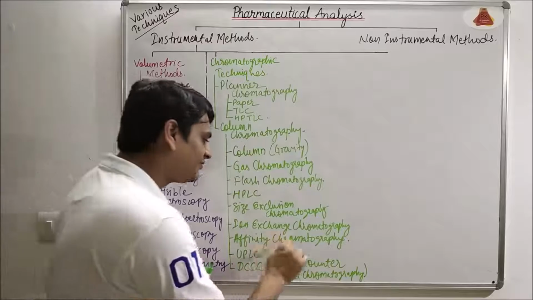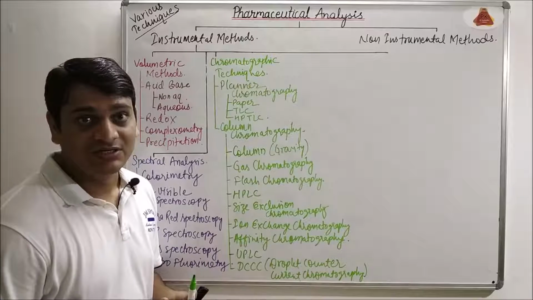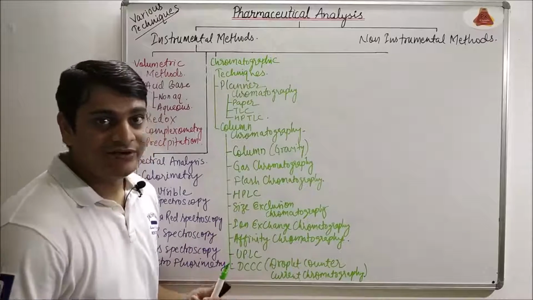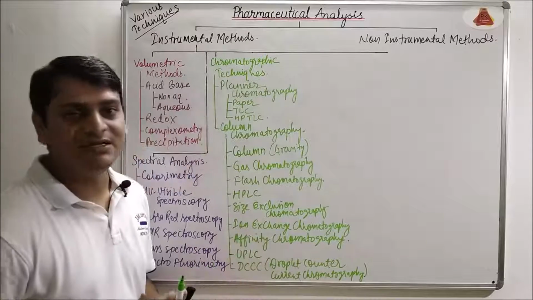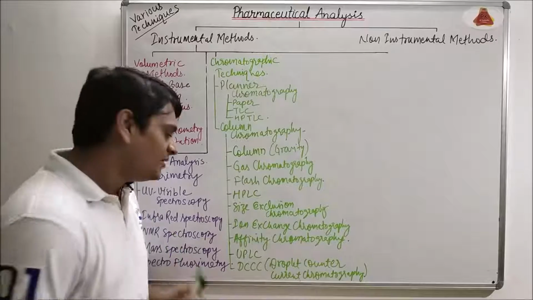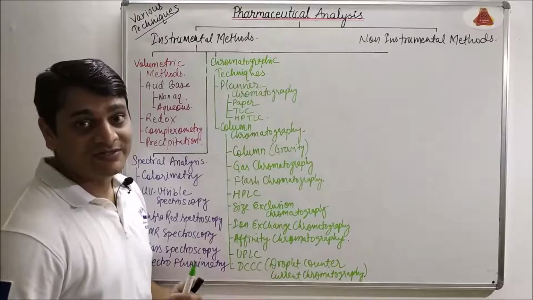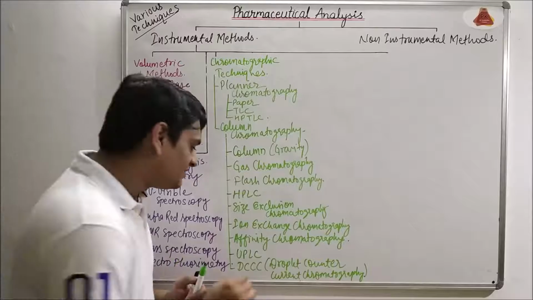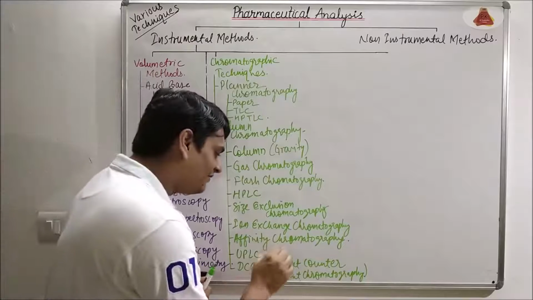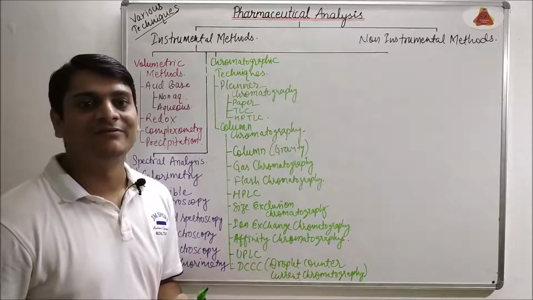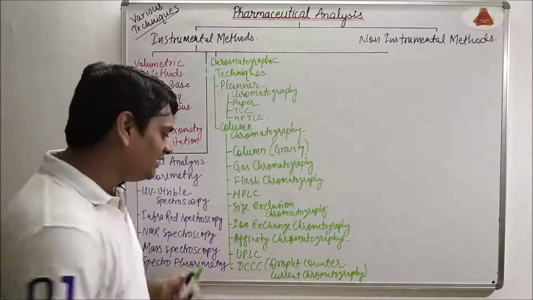And the next one is affinity chromatography. Affinity chromatography is highly specific. For example, antigen and antibody: like this we can separate antigen or we can separate antibody by using affinity chromatography. Next one is UPLC, that is ultra performance liquid chromatography. It is an advanced version of HPLC because the particle size of the stationary phase will be smaller and the pressure will be higher as compared to HPLC. Next one is DCCC, that is droplet counter current chromatography. In this technique we will use two liquids, one will be the stationary phase and one will be the mobile phase. One high density liquid and one low density liquid will be taken in DCCC.